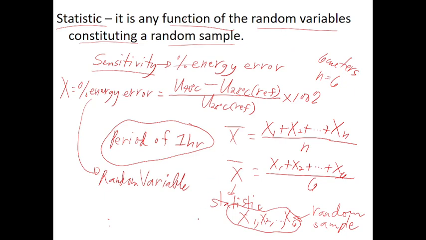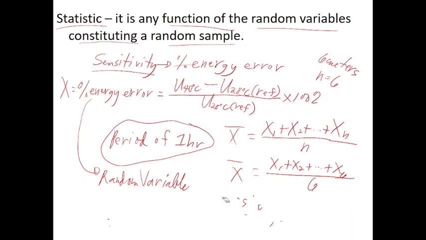Now, for example, for meter 1, you got 6 random variables.